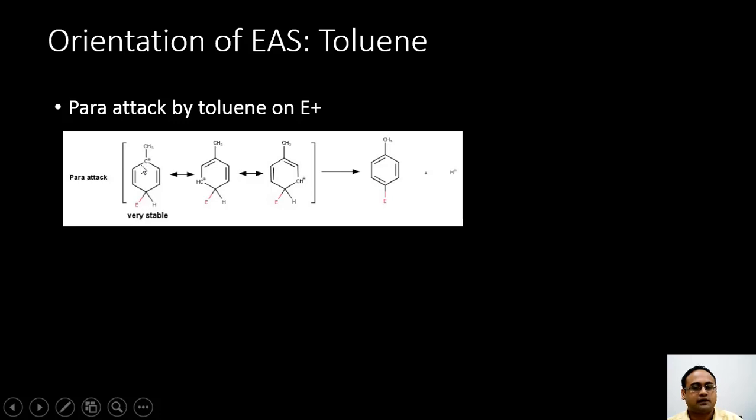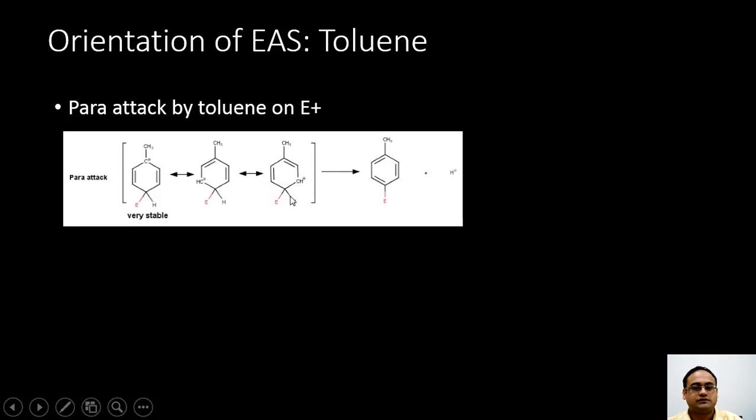In this case, again one structure is possible in which the positive charge is on the carbon which is directly attached to the methyl group. Therefore, the methyl group is able to inductively donate electrons to the ring and stabilize the positive charge, giving a very stable intermediate. But in the other two resonance structures, such inductive electron donation is not possible from the methyl group, and therefore their relative stability is comparable to that of the intermediates coming from benzene.